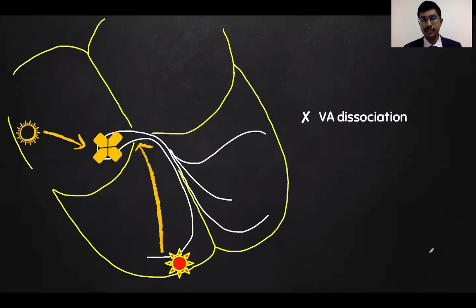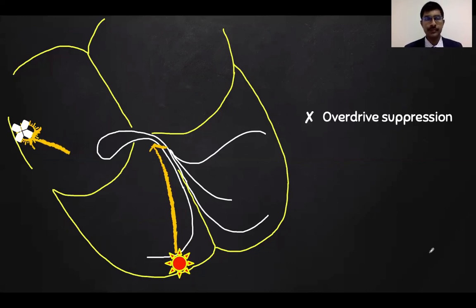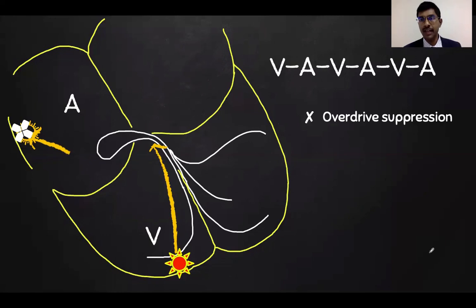The first response, it might block within the AV node, leading to dissociation of the ventricle from the tachycardia. The second response, the ventricular impulse might get into the atrium past the AV node and suppress the atrial focus, what we call the overdrive suppression. So during ventricular pacing, you will observe a VA, VA, VA going on.